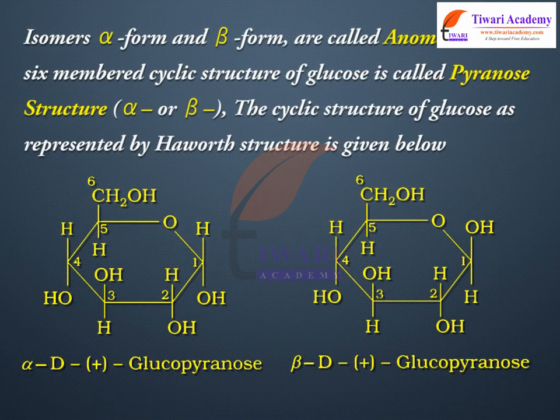Isomers, alpha form and beta form, are called anomers. The six-membered cyclic structure of glucose is called pyranose structure, alpha or beta. The cyclic structure of glucose, as represented by Haworth structure, is given below.